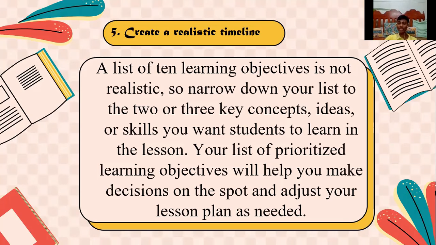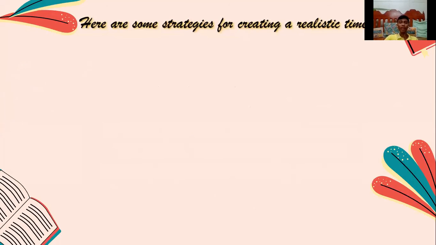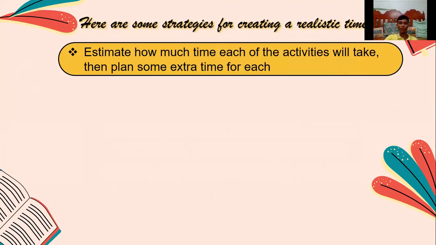So, it's true that when we have too many objectives, we can't attain 100% of them, or yes, we can attain those objectives. So, it says here, narrow down your list of objectives. So, here are some strategies for creating a realistic timeline. So, first, estimate how much time each of the activities will take. Then, plan some extra time for each.